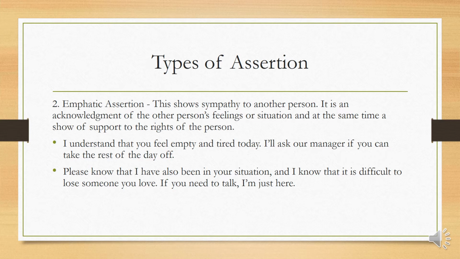I know you are all familiar with this kind of assertion. So now we can really identify that this kind is an empathic assertion. And the second example is, please know that I have also been in your situation. And I know that it is difficult to lose someone you love. If you need to talk, I'm just here. So again, this is an example of empathic assertion because it acknowledges the other person's feelings or situation and at the same time is a show of support to the rights of the person.